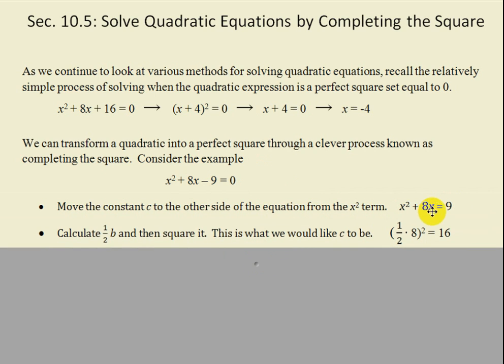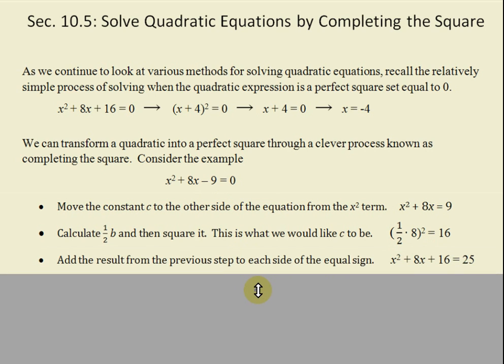Next, take half of b, so in this case half of 8, and then square it. So we have half times 8 is 4, 4 squared is 16. That's the number that we really want here. That's what we want c to be. And we're going to force it to be c by adding that result to each side of our equation. So we had x squared plus 8x, now we have x squared plus 8x plus 16. We can do that as long as we also add 16 to the right hand side, and now we have 25.